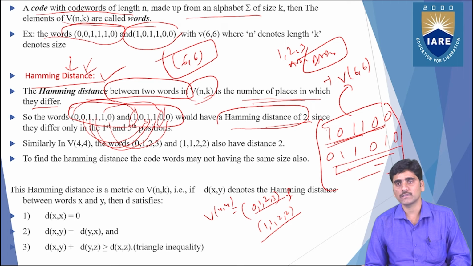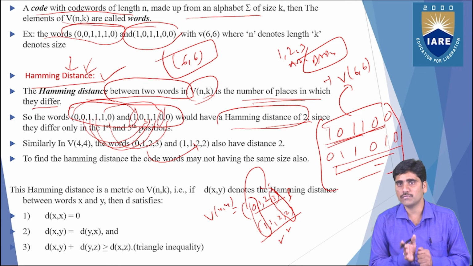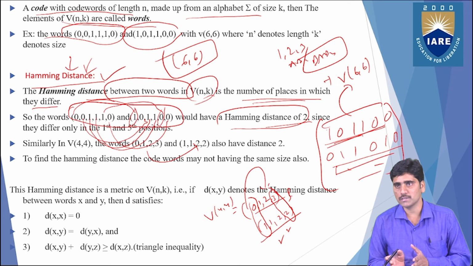So from this example, 0 comma 1, this place is differed, and 1 1 is okay, and 2 2 is also okay, and 3 comma 2 is also differed. So these two places are differed for these two code words. So the number of places that they differ is called the Hamming distance, right?